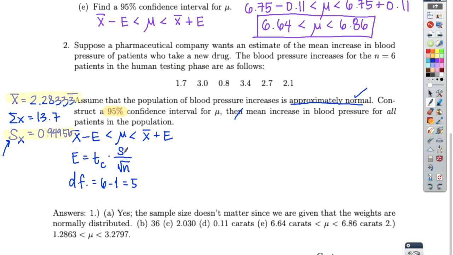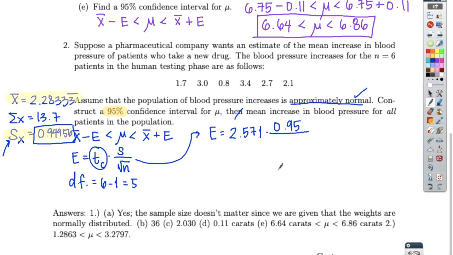So I'm going to take that back over and plug this into the error formula. So error equals 2.571, there's my critical value, times S, the standard deviation. It doesn't tell me in the problem, but I'm just going to go ahead and round this to 2 decimal places, 0.95, over the square root of n. N is the sample size, so square root of 6.